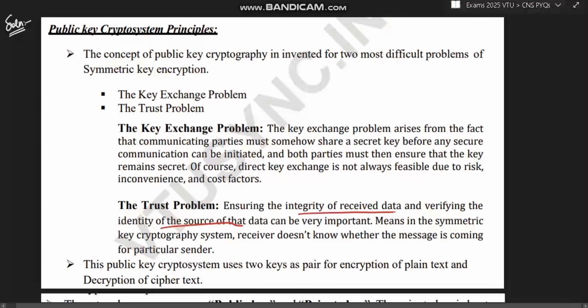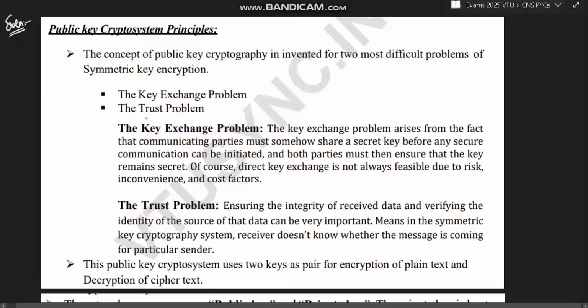This means that in the symmetric key cryptography system, the receiver does not know whether the message is coming from a particular sender. Suppose that the sender has sent a box and the receiver has received the box, but a traveler had the box for a while. The traveler could have opened it, taken out the real data, put in some fake data, locked it again and sent it to the receiver. The receiver will see that the box is locked and might think it is genuine, but that scenario could have happened in between, wherein the traveler changed the data.